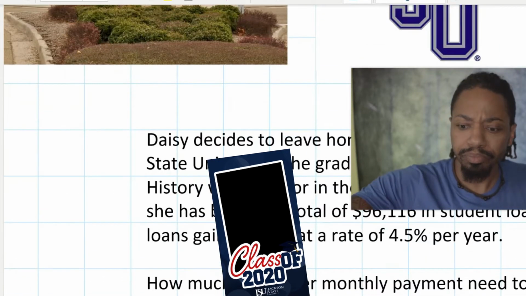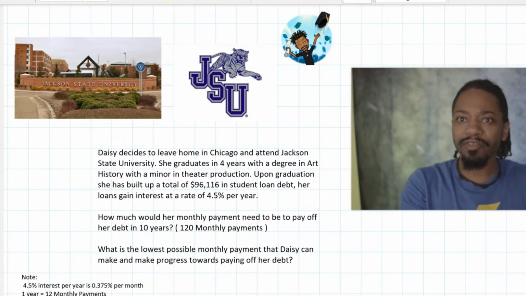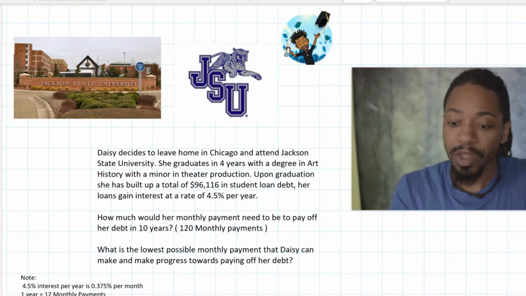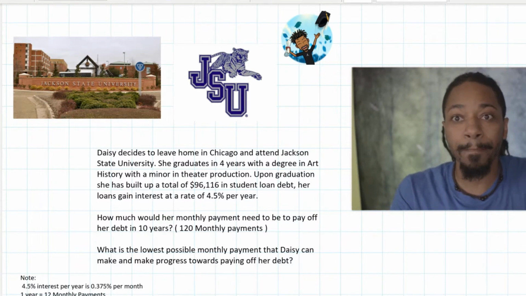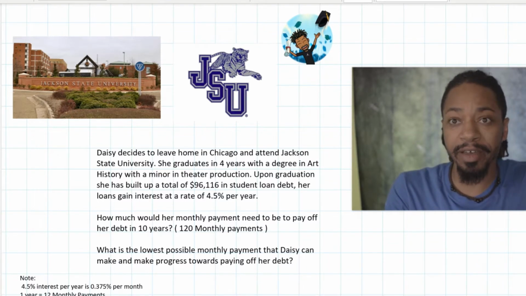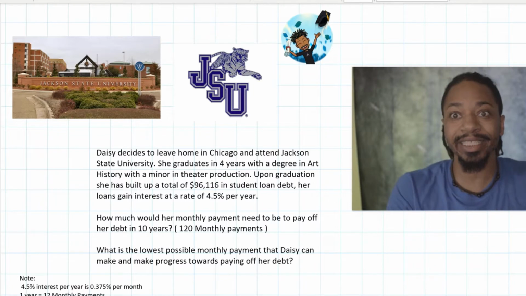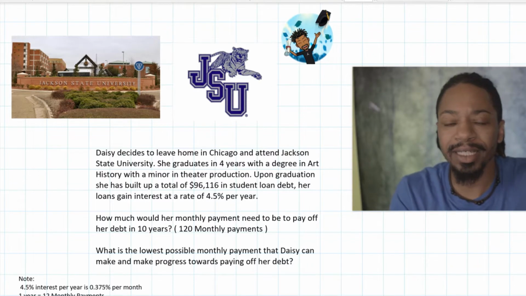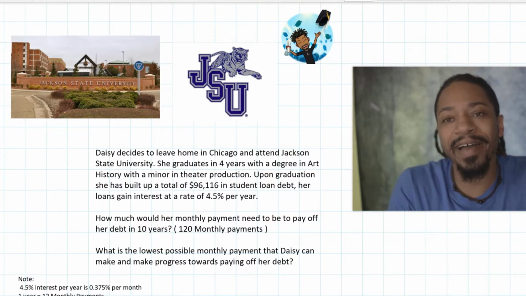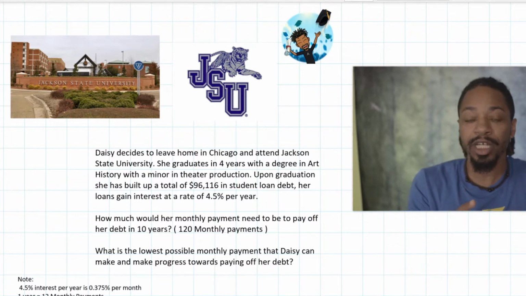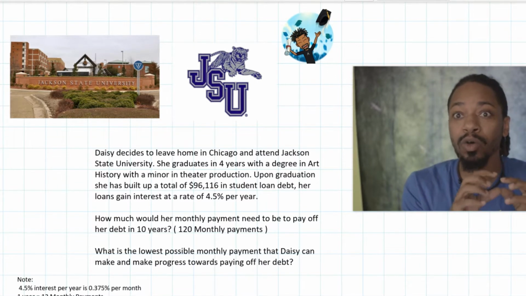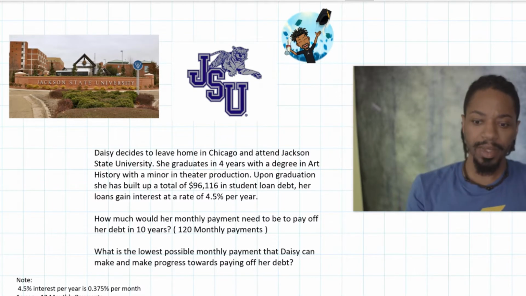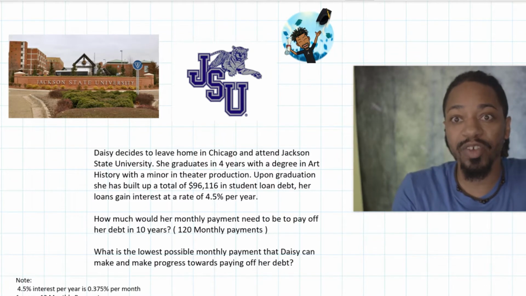Now, Daisy left home from Chicago, went to Jackson State. She studied art history, with a theater production minor. Now, she graduated in 4 years, but after that 4-year period, she had a debt of $96,116. And let's say her loans have a static interest rate stuck at 4.5% per year. That means that every year they take the amount of money that she owes, and 4.5% of that is added on. That's called interest. So how much will her monthly payments need to be to pay it off in 10 years?